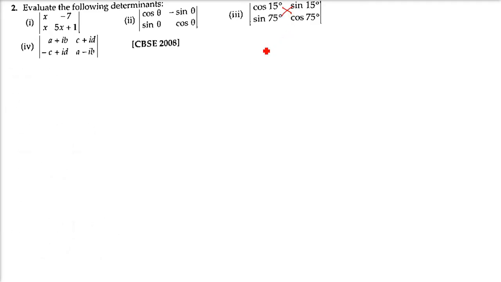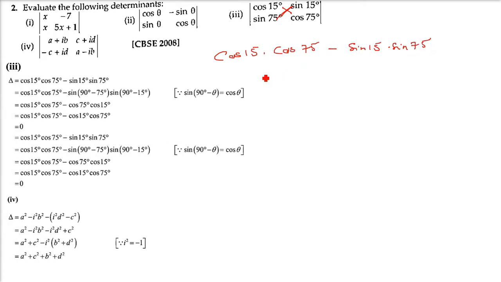Now we have cos 15 and cos 75. So cos 15 into cos 75 minus sin 15 into sin 75. So we'll use a relationship here. The relationship is sin 90 minus theta is cos theta, or cos 90 minus theta is sin theta. This is what we have to use. How is it going to be? See, cos 15 and cos 75, and this is sin 15 and sin 75.